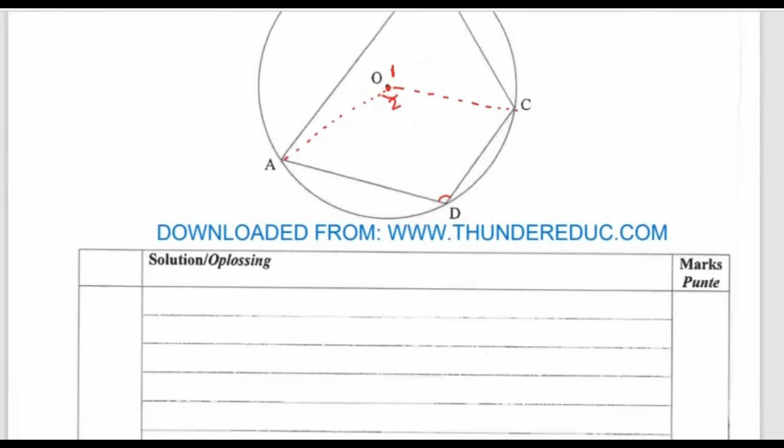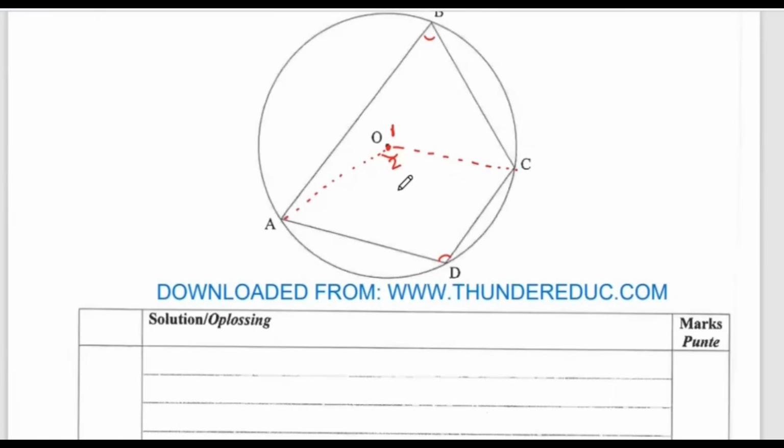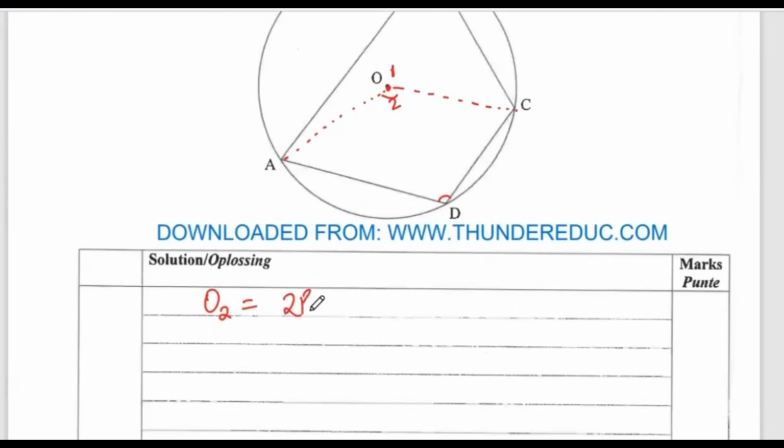Then I'm going to say that my O2, because O2 is the angle at the center, must be the same as 2 times B. So O2 is twice B. Reason: angle at the center is equal to twice the angle at the circumference, so we can write the full word.